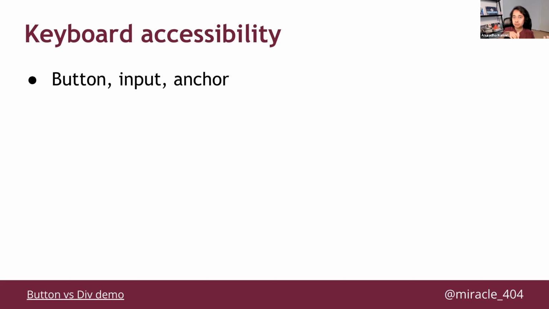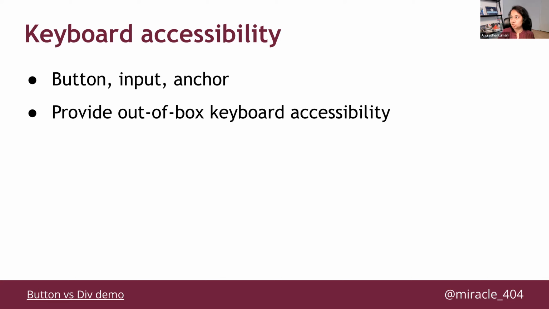Buttons, inputs, we want to get some information from them so they can input something, anchor tags, and so on. These are all different things in which we want the user to perform some action. So when we use semantic HTML tags, like button, input, anchor, and so on, they provide out of the box keyboard accessibility. So what do I mean by that?